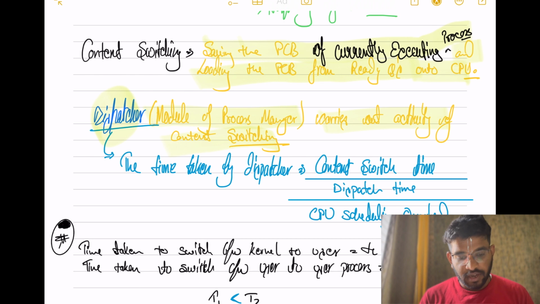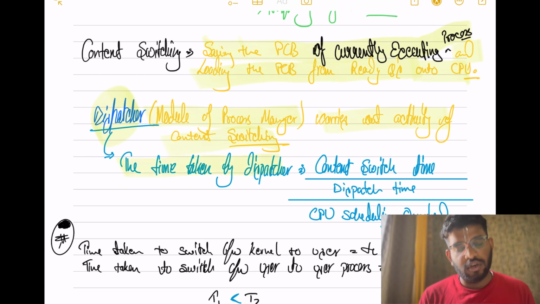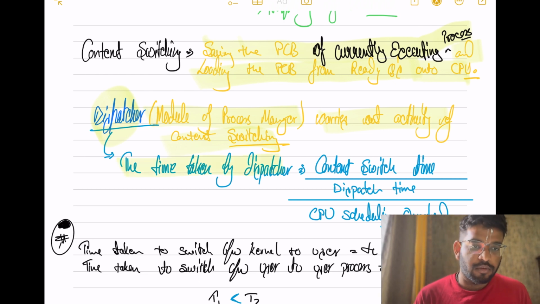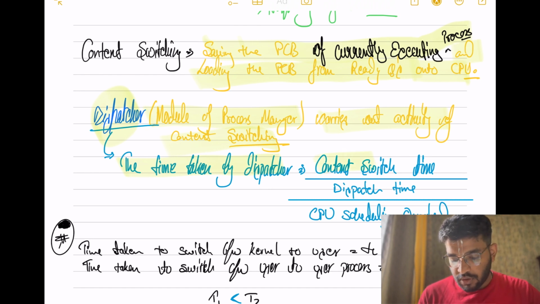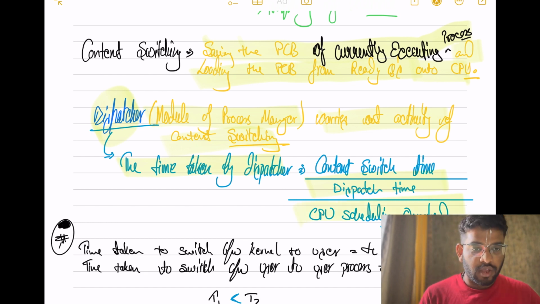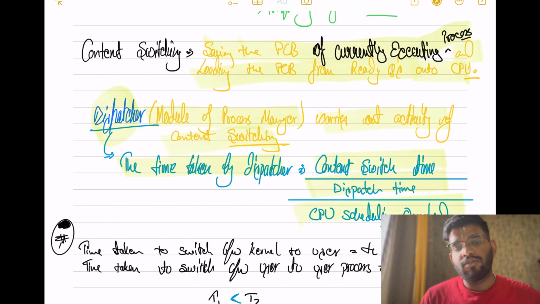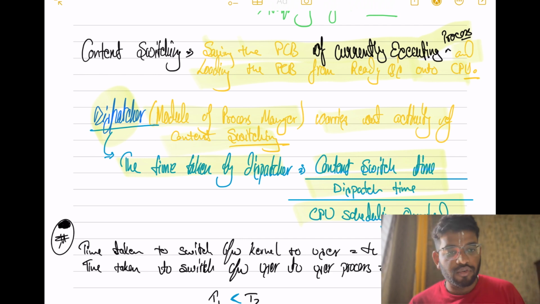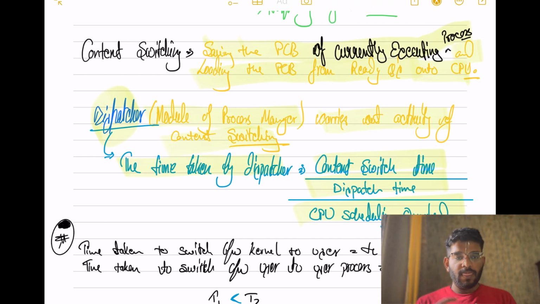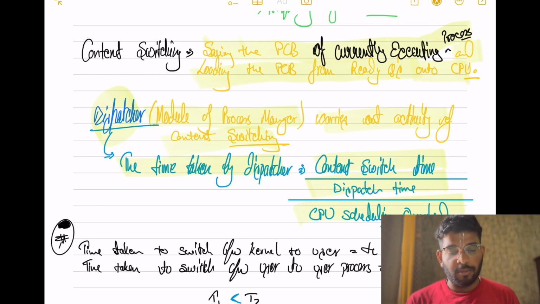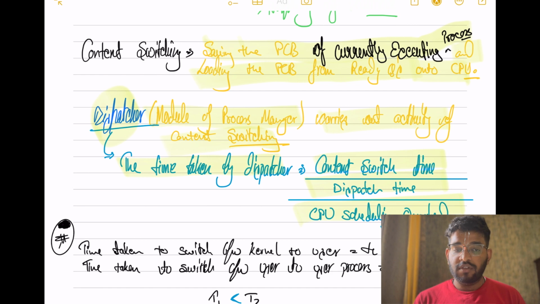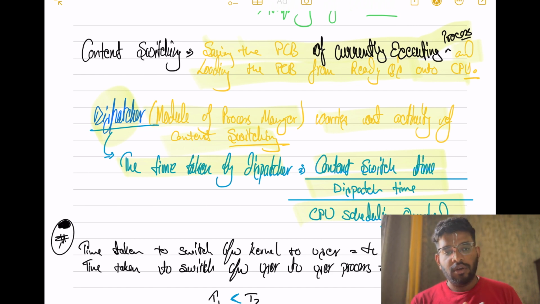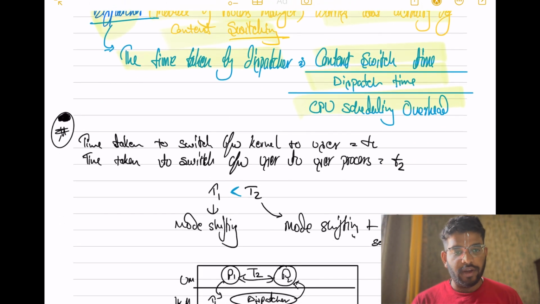The time taken by the dispatcher, this question has been asked in a previous GATE examination, is also known as context switching time, dispatch time, or CPU scheduling overhead. Why do we say it is a CPU scheduling overhead? Because the CPU doesn't do any productive work during switching. So it's basically the overhead of the CPU. That's why we say it's a CPU scheduling overhead.